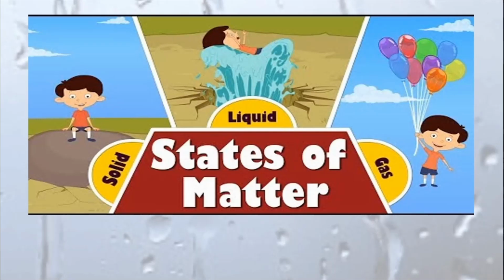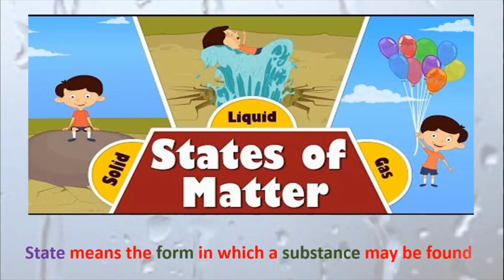So, what is the meaning of states of matter, children? State means the form in which a substance may be found. Okay, so states of water means the form in which water can be found, and states of matter means a form in which a substance can be found. So hope you understood what the meaning of a state is. Now let us try and understand what are the different states of water and how do these states keep on changing.